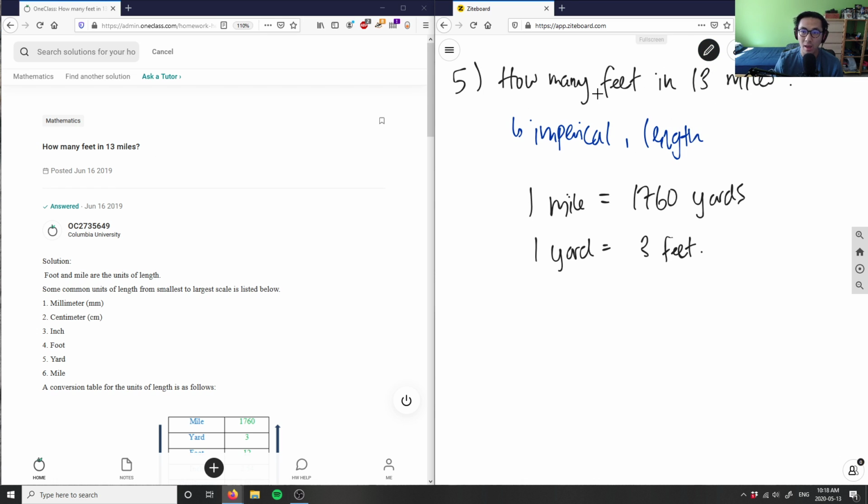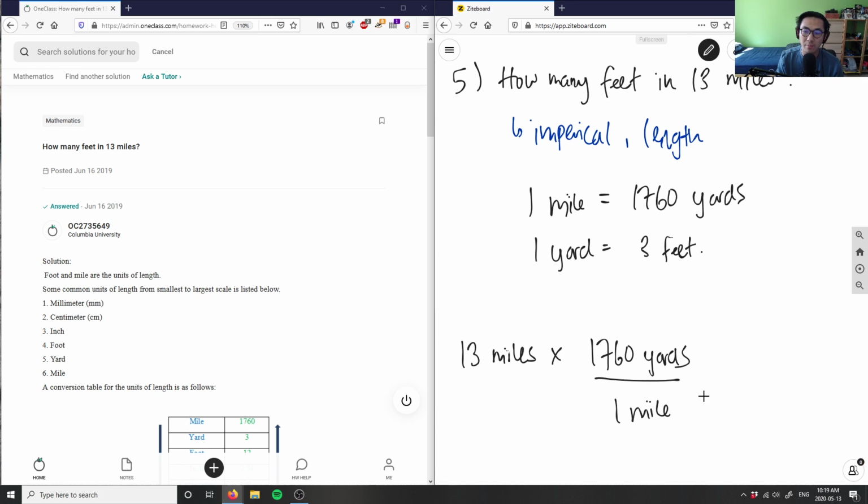So again, we need how many feet are in 13 miles. We're starting with 13 miles here. Let me write this down. So I'm starting here with 13 miles, right? I'm going to multiply that by how many yards in a mile? I know for a fact that I have 1,760 yards per 1 mile, right?